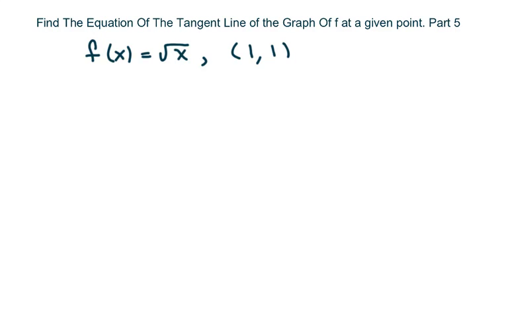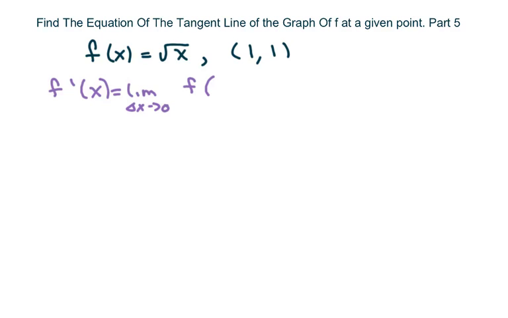Hi everyone, we're going to find the equation of the tangent line of the graph of f at this given point. This is (1, 1), and the first thing we're going to do is take the derivative of the square root of x using the limit process as delta x approaches 0, and then write down f.